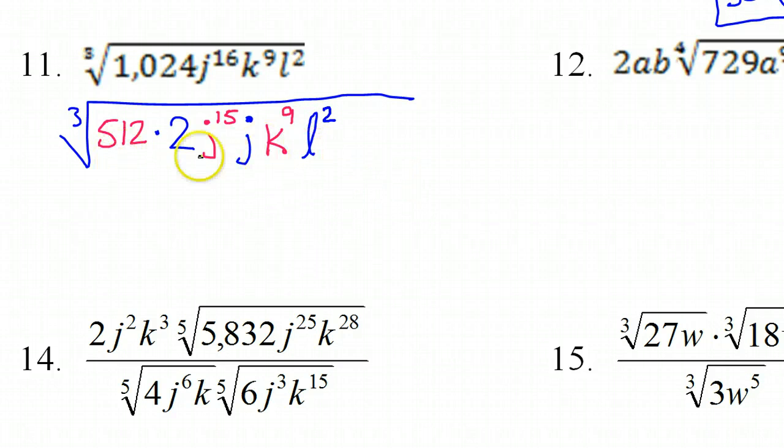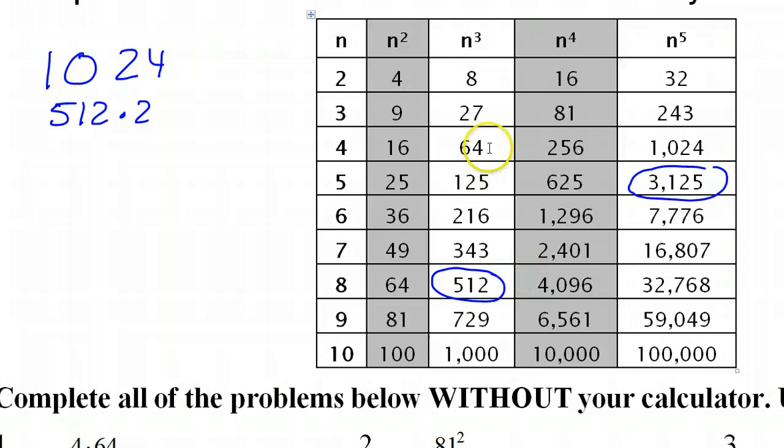So everything here in pink is going to simplify and come out of the radical. Everything in blue is going to be stuck under the radical. Now the third root of 512 is 8.